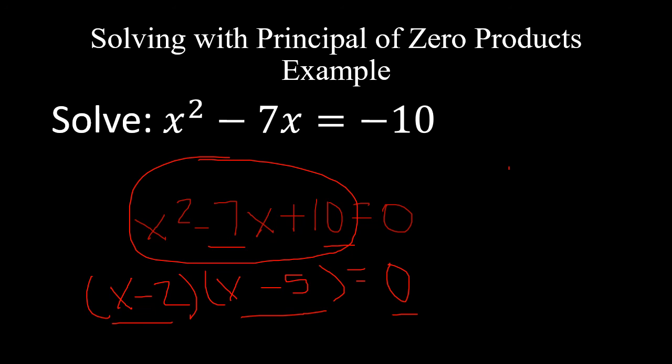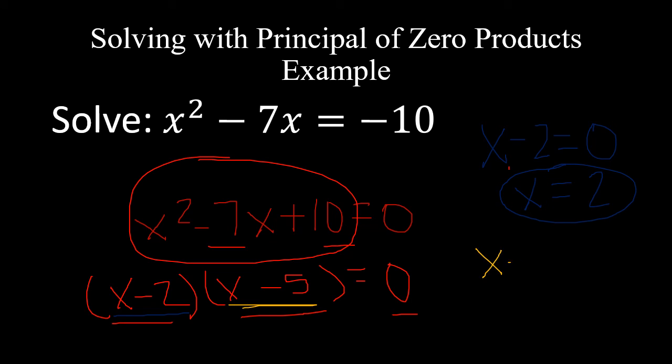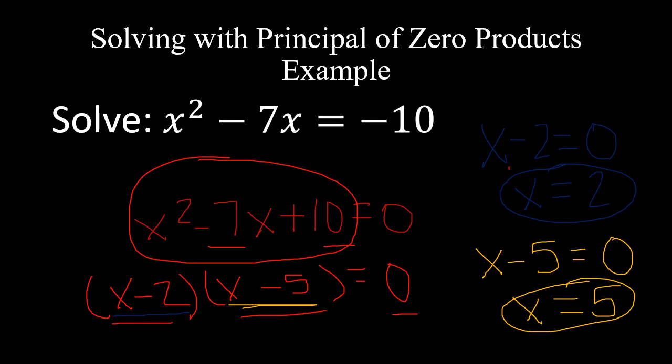So let's call x minus 2 our first case. So maybe x minus 2 equals 0. Well, in that case, x would have to be 2, right? All I did was add 2 to both sides to isolate the x. Okay, well, let's call x minus 5 our second case. Maybe x minus 2 wasn't the factor that equaled 0. Maybe it was x minus 5. So if x minus 5 was the factor that equals 0, then x would have to be 5. All right, and now we've solved for x.